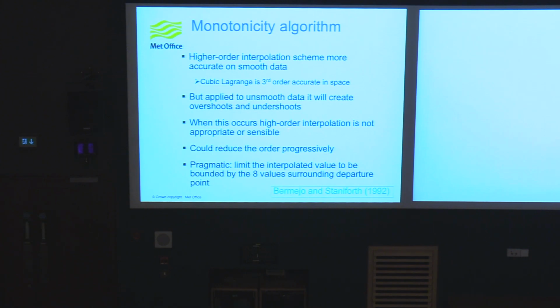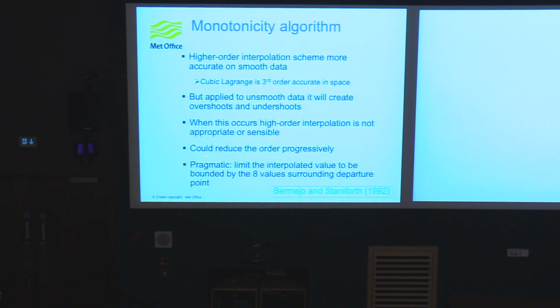And so what happens there is that going to this higher order is not appropriate where the data is not smooth. We need the data to be smooth enough to support the order of accuracy we're trying to impose. A sensible way of doing this, and there are options to do this in the model, is to simply reduce the order of the interpolation progressively. So we might go from cubic to quadratic, check whether that's monotonic or not, and if it still isn't, go to linear. That would be quite an effective way of doing it, but it's relatively expensive.